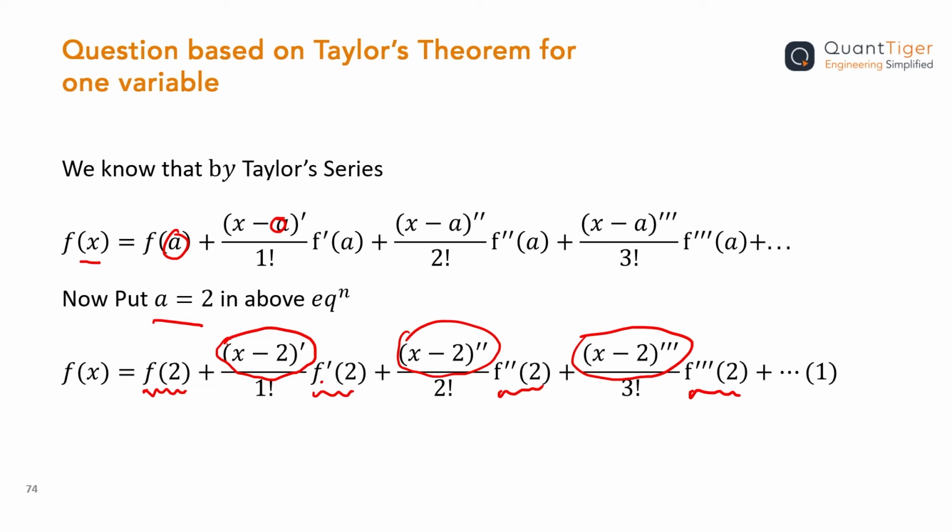जब हम f dash of x find out करेंगे और उसमें x की value अगर हम 2 रख देते हैं, x is equal to 2, we will get f dash of 2. Similarly, f double dash of 2 निकालने के लिए सबसे पहले f double dash of x निकालना होगा और उसकी जगह x की जगह 2 रखेंगे तो f double dash of 2 आ जाएगा.